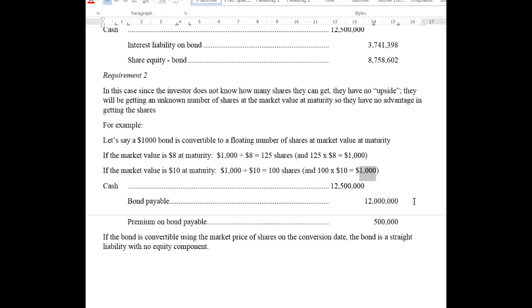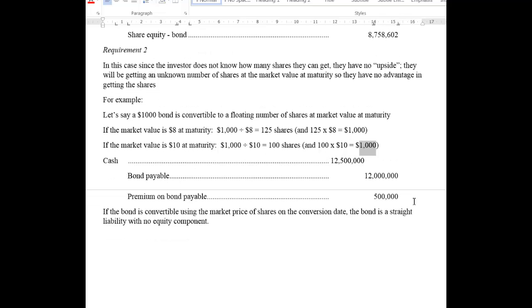So now in our particular case, because we don't know the number of shares that they're going to be getting, we don't value the equity piece at all. So when we issue this bond, if it's a floating conversion rate, notice in this journal entry at the issue date, we do not have any equity piece here. It's total debt. Why? Because there's no equity piece. There's no value to the investor to get the equity piece. So what we do as the issuer, we're going to debit cash for the amount that we're getting. We're going to credit the bond payable for the face value, and that extra $500,000 that's paid in represents a premium on the bond payable.